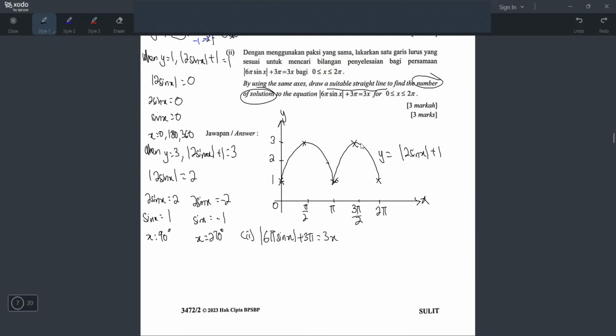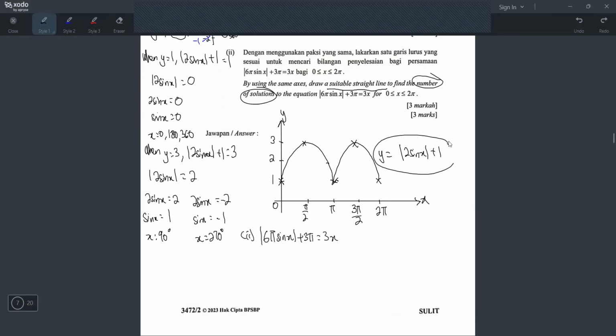But how to get your equation of straight line? Your equation of straight line must look like this: y equals mx plus c, right? But this equation doesn't even have y, right? So if there is no y, how do I know my equation? So it means I have to make this equation have a y. But how do I make this equation have a y?